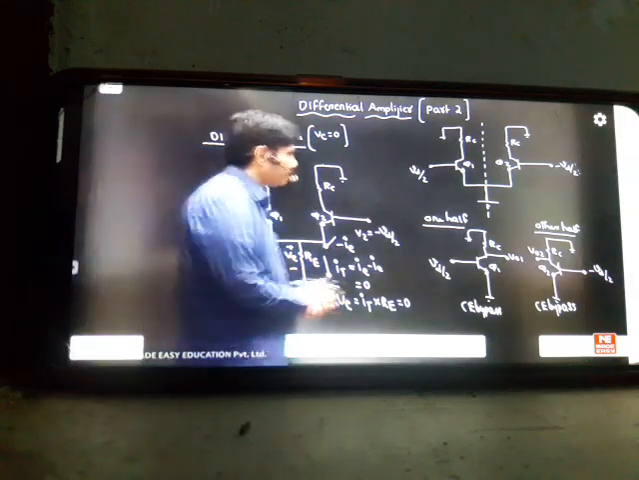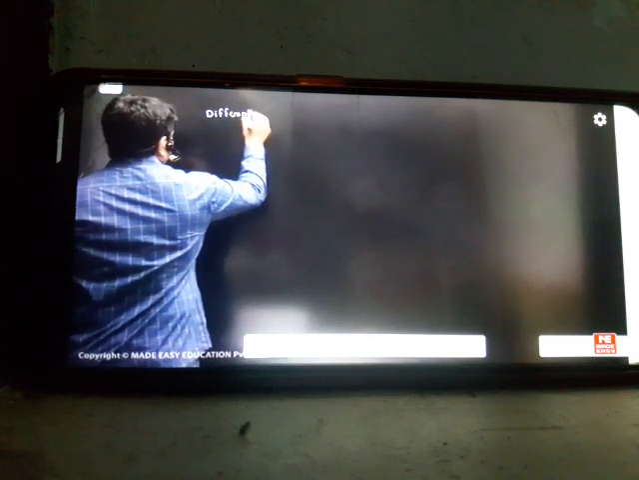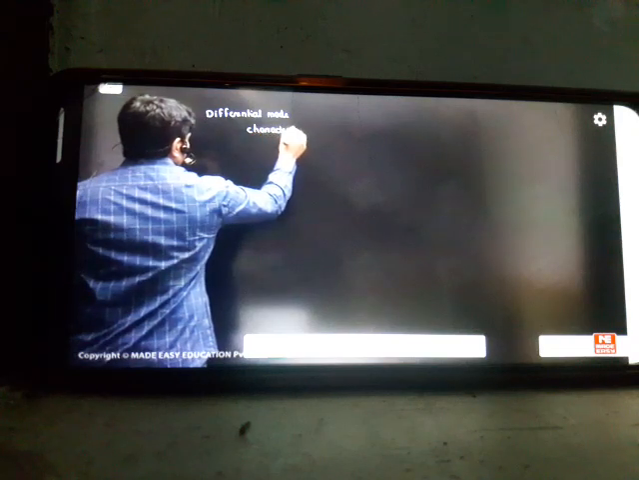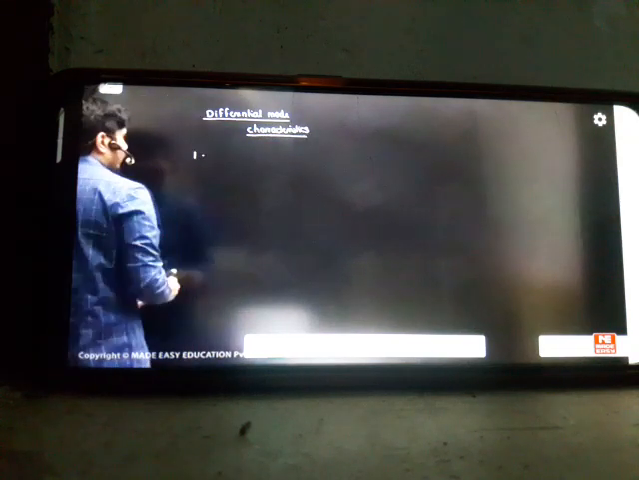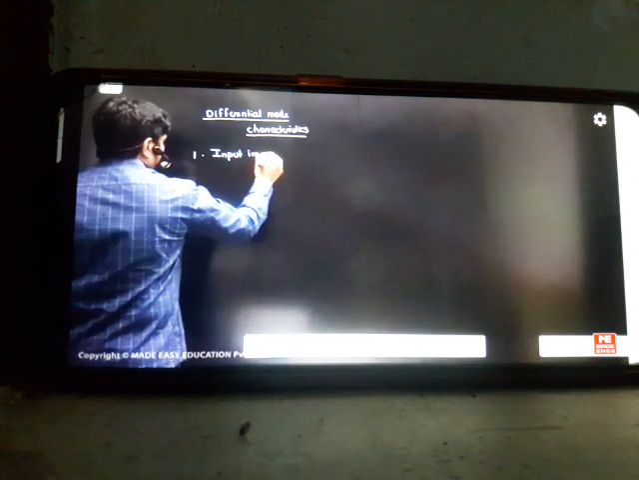So let us start thinking about the next issue. Next I'm coming to the characteristics, differential mode characteristics. Yes, we have to solve these questions today. One is the differential mode characteristics. The first point we have to solve is point number 1: input impedance. How much will come for a differential mode amplifier?